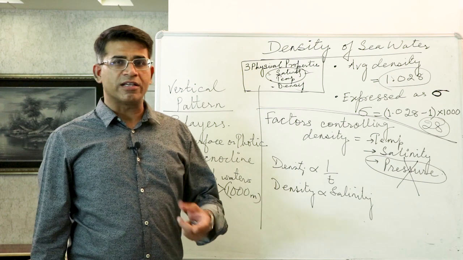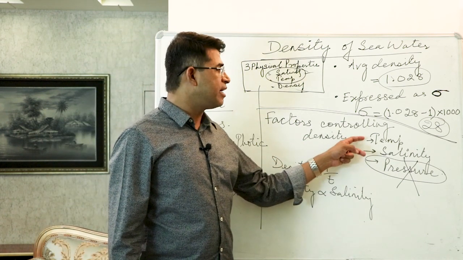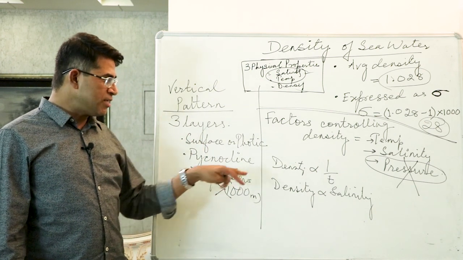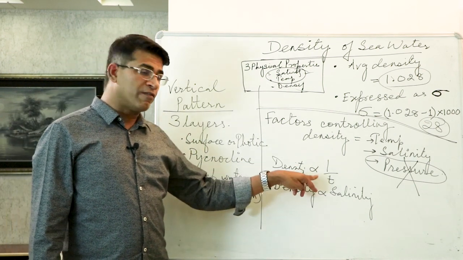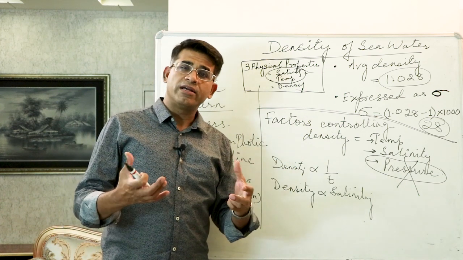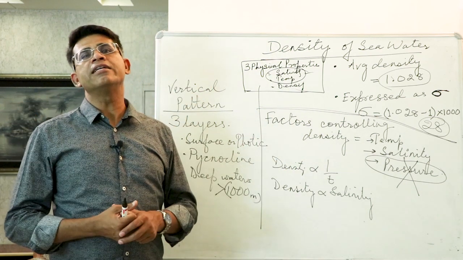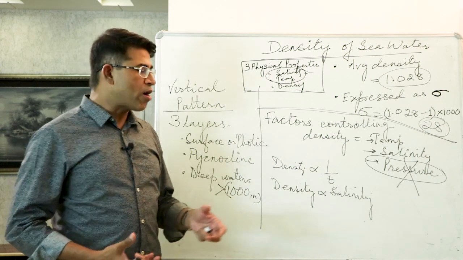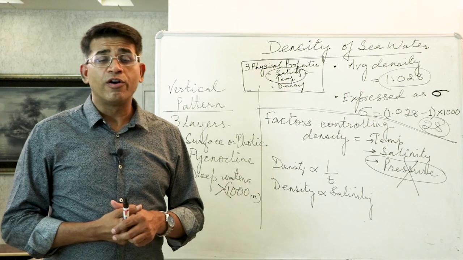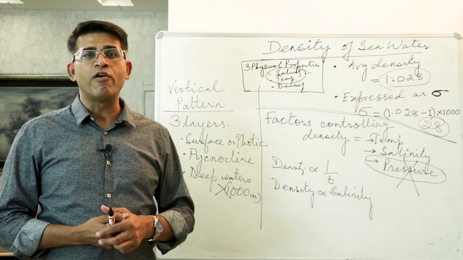So what we are left with are two factors that decide density: temperature and salinity. The relationship is that density is inversely proportional to temperature. When the water is warmer, the water expands, and the density will be lesser. When the water is cooler, the water contracts, of course, within and more than 4 degrees centigrade.